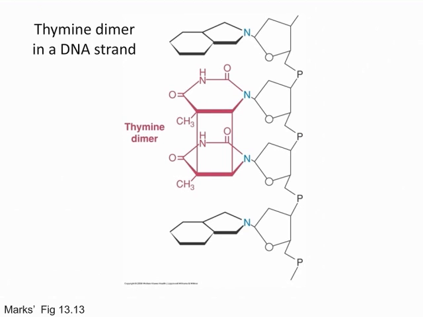So here is another example of something that could distort the helix. With ultraviolet light, you can cause 2 adjacent pyrimidines, so thymine in this case, to form a covalent dimer. So thymine usually base pairs with adenine, but if it forms this dimer, then it's going to cause problems in the helix.